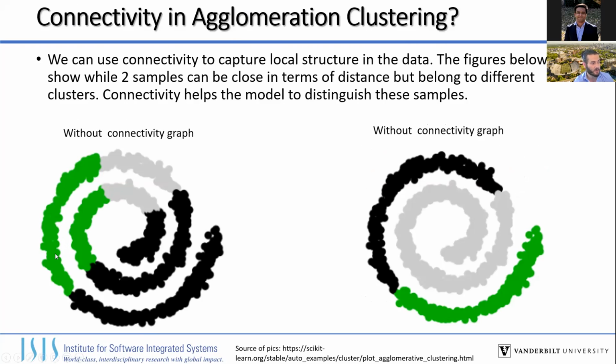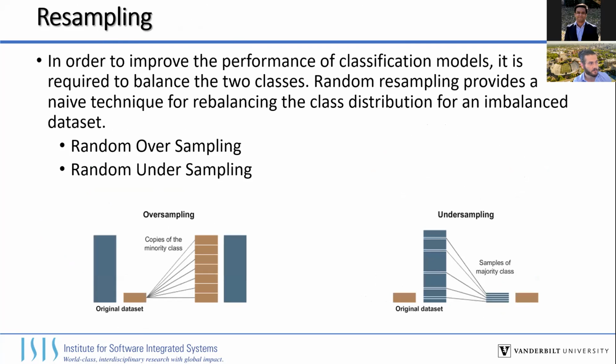And again, just some more details: the connectivity in agglomerative clustering can be useful. So you can see, for example, here, if connectivity is not being used and if connectivity is being used, these two are close to each other in terms of similarity distance, but they are not connected. So if you use the connection, this type of clustering doesn't consider them as the same cluster.